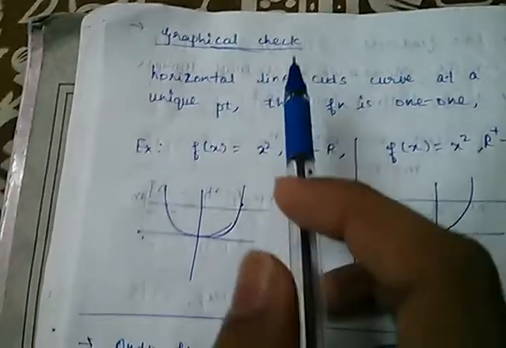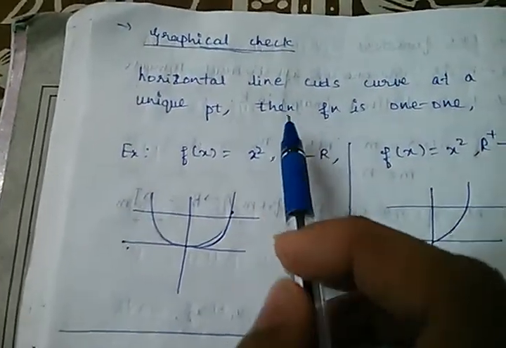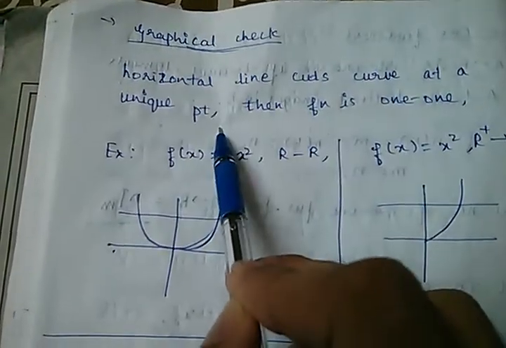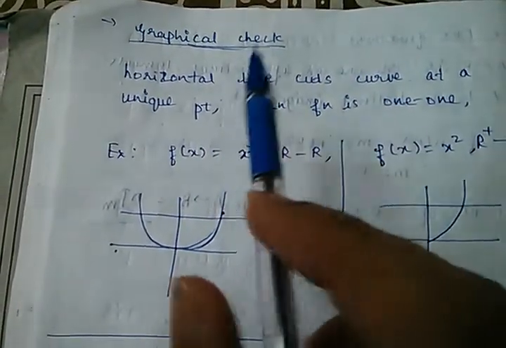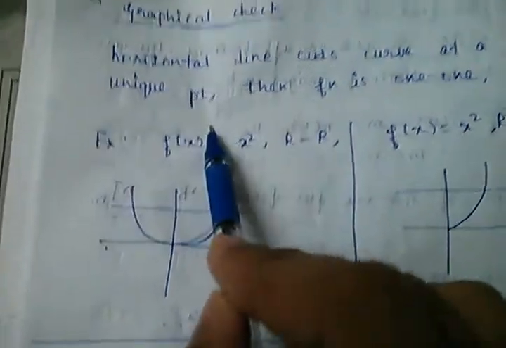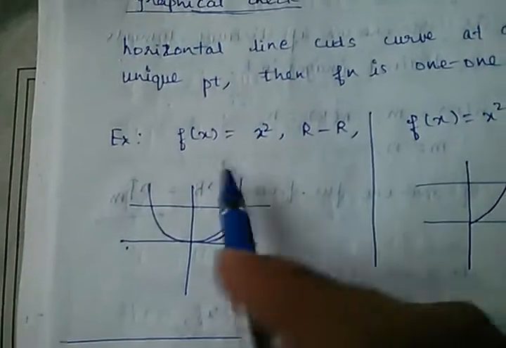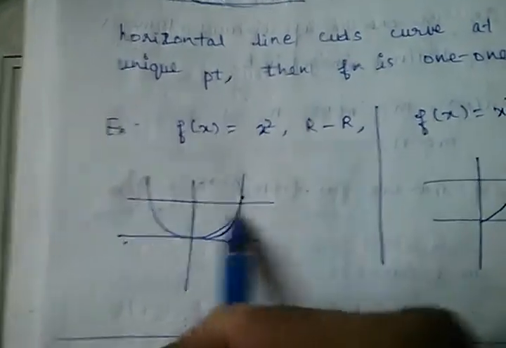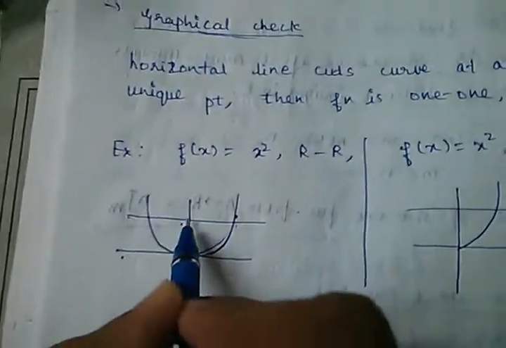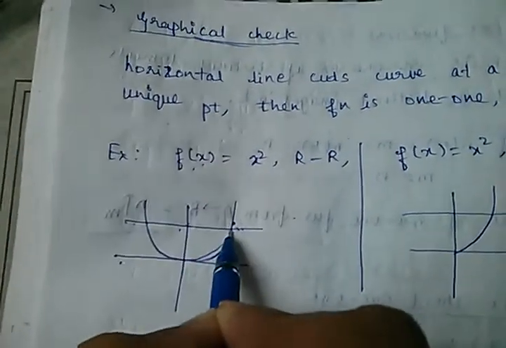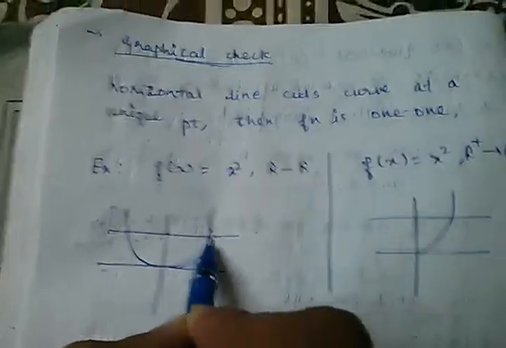Now graphical check. A function is one-one if a horizontal line cuts the curve at a unique point. If it cuts the curve at more than one point, then the function is not one-one, because in this case the x is marked at 2 points, so it has 2 images, so this is not a one-one function.